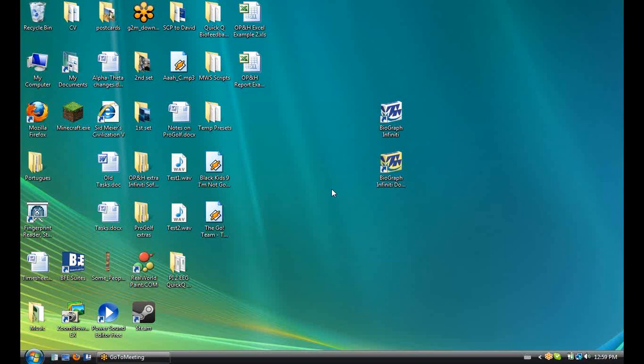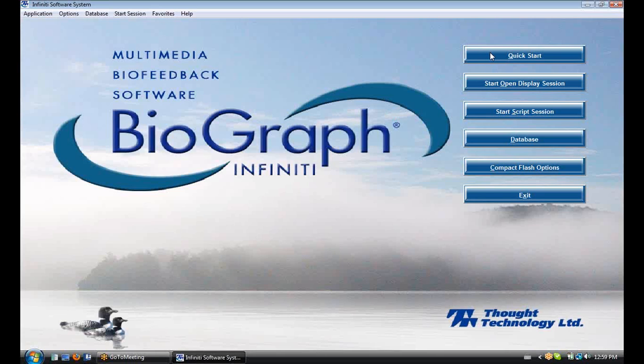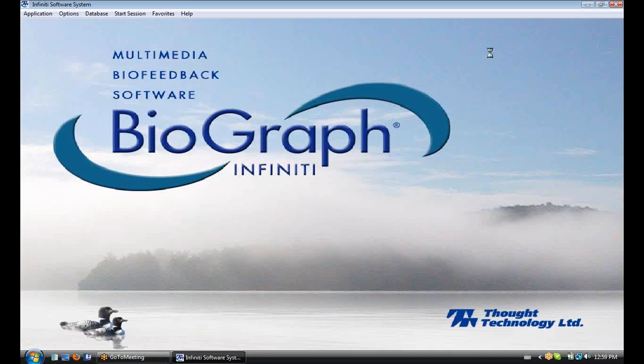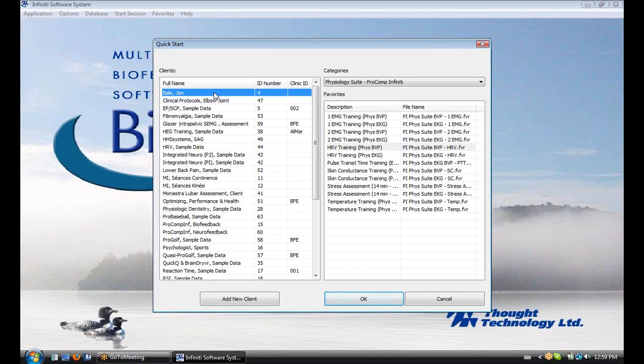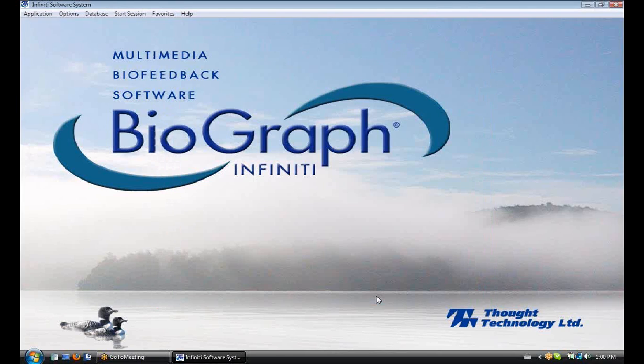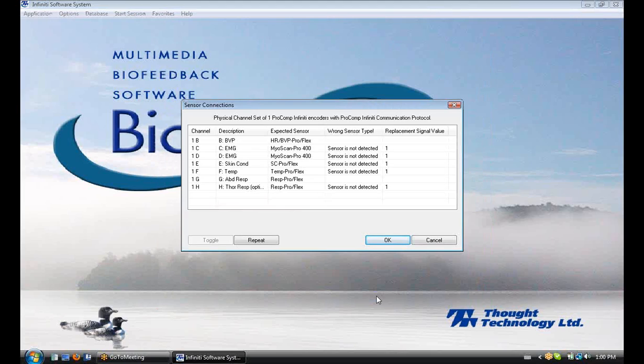John clicks on the Biograph Infinity icon, goes to select a Quick Start, and John today is going to be selecting the Quick Start from the Physiology suite that's used for heart rate variability training with a BVP sensor. He just clicks on that choice and selects OK, and the software is going to open and present John with a display screen which shows him which sensors he has hooked in.